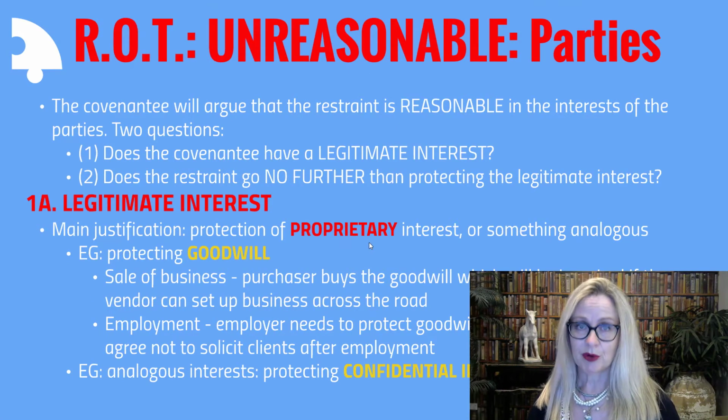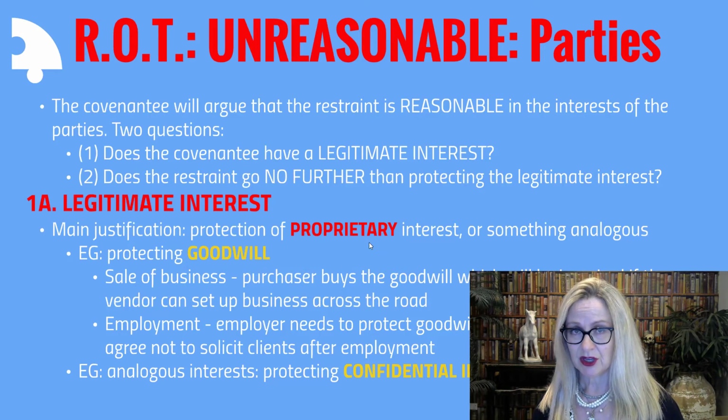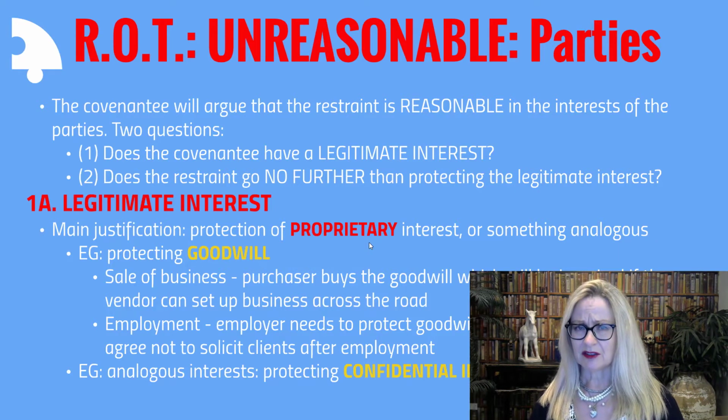So let's unpack the process a little bit. The first hurdle is to prove that the restraint is either reasonable or unreasonable as between the parties involved. And the two big questions here are whether the covenantee has a legitimate interest and whether the restraint goes no further than protecting that legitimate interest. What exactly is a legitimate interest? The main form of legitimate interest will be protection of a proprietary interest or something similar or analogous to a proprietary interest. So, for example, protecting goodwill.